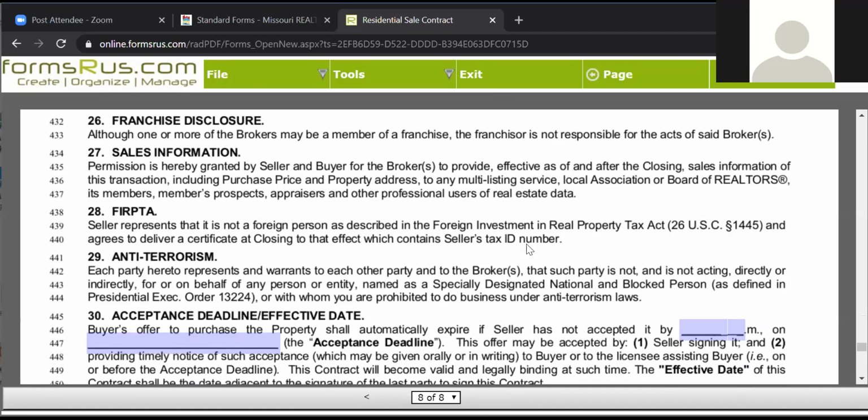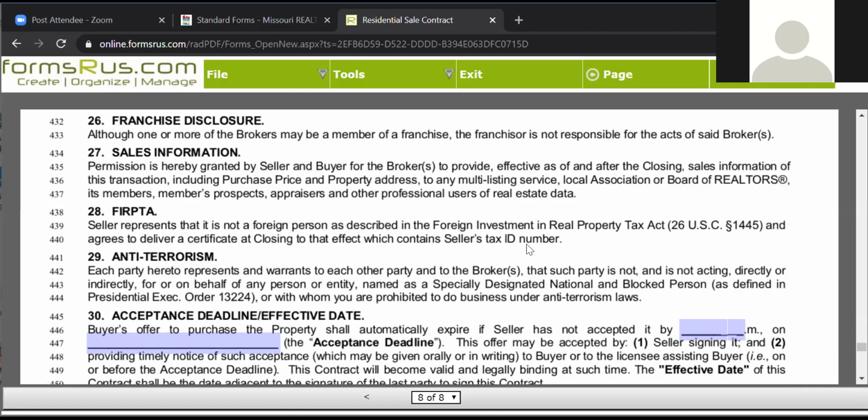Page 8, franchise disclosure. This is included in both the exclusive right to purchase and the exclusive right to sell. It just says that the franchisor is not responsible for the acts of said broker. Now, when it says broker, it's talking about the brokerage, but I will remind you of this one thing. The broker, the designated broker for the company, is ultimately responsible for your acts. So make sure you are a good actor.